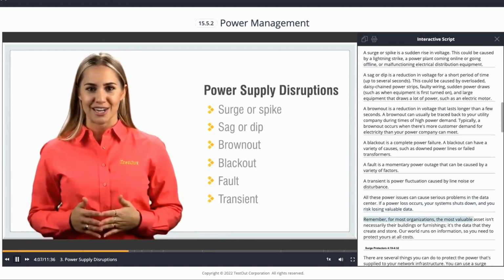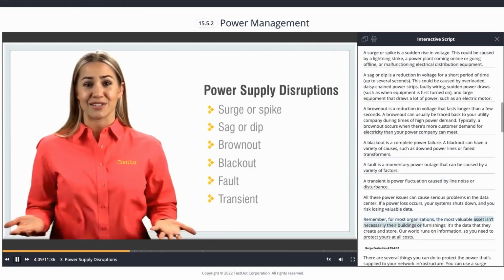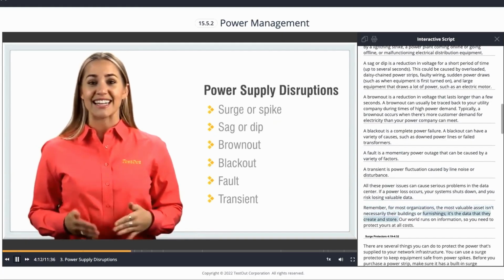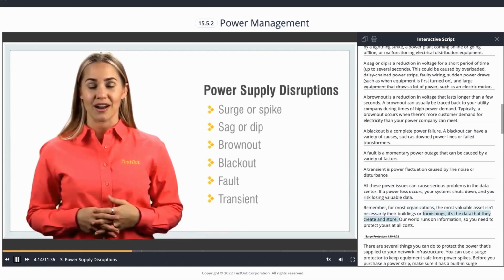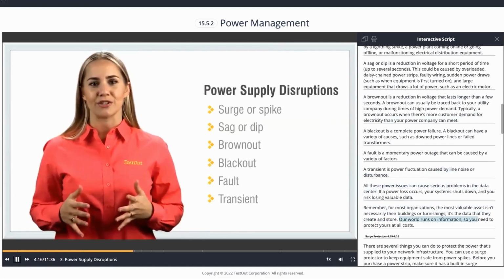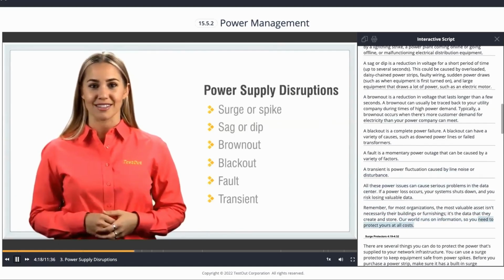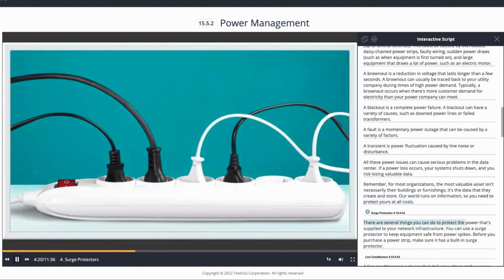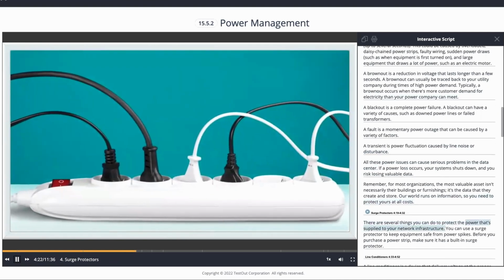Remember, for most organizations, the most valuable asset isn't necessarily their buildings or furnishings. It's the data that they create and store. Our world runs on information, so you need to protect yours at all costs. There are several things you can do to protect the power that's supplied to your network infrastructure.